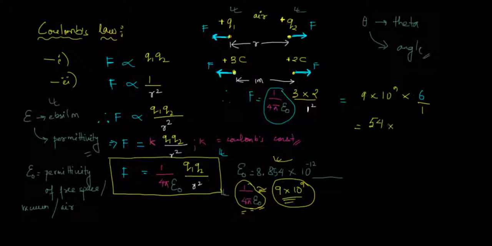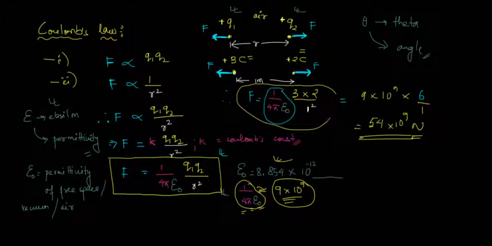54 into 10 to the power 9 newtons, this much force. The force on both charges, 2 coulombs and 3 coulombs, the forces are the same value. The only thing is that they are opposite in direction. So, in air, keep in mind this formula.